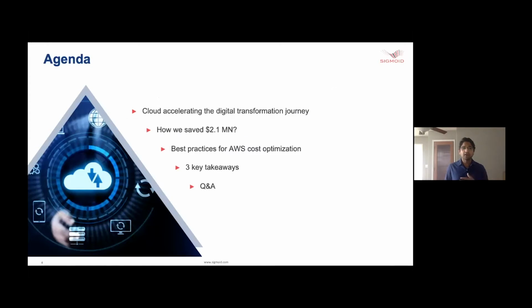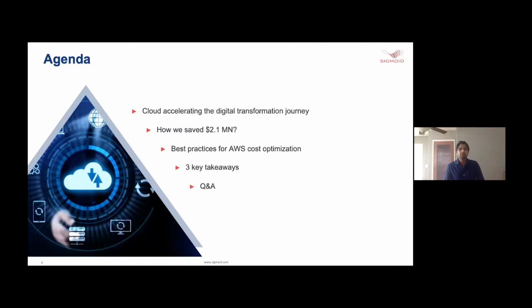We'd like to highlight the agenda first. We'll be starting off with a case study about how we at Sigmoid managed our AWS cost. Then we're going to bring in AWS to talk about the best practices that they recommend for cloud management practices. We're going to summarize the webinar, take questions, and close the session. So that's a brief agenda.